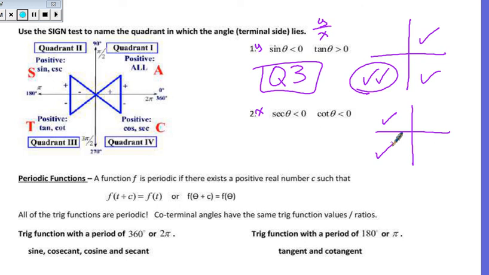And then we have the cotangent of theta, which is part of the tangent family. We want to know where is that less than 0. Because of this y over x, the signs would have to be different, and that happens in quadrant 2 and quadrant 4. The double checks wind up in quadrant number 2. So now we know theta is sitting in quadrant number 2.